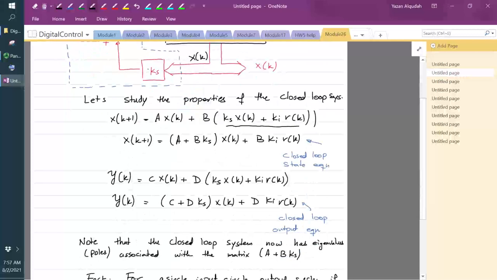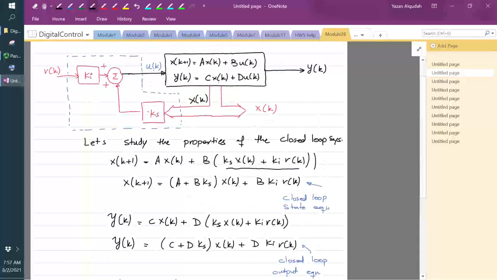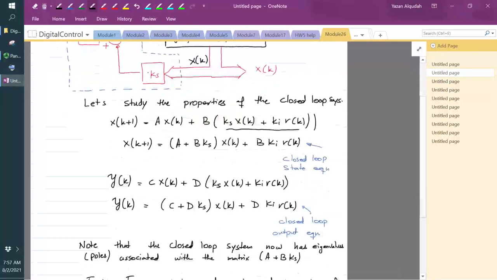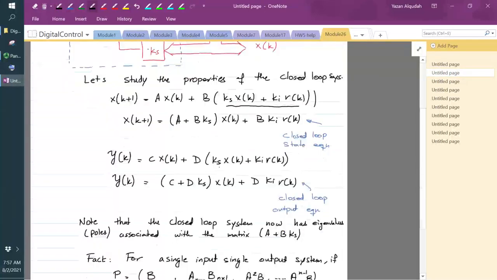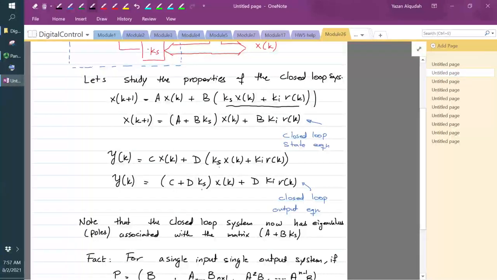Now the output Y is equal to C multiplied by X of k plus D multiplied by U of k. But U of k is equal to Ks multiplied by X of k plus Ki multiplied by R of k. Therefore we can write the output as Y of k equal to C plus D multiplied by Ks, multiplied by X of k, plus D multiplied by Ki multiplied by R of k.